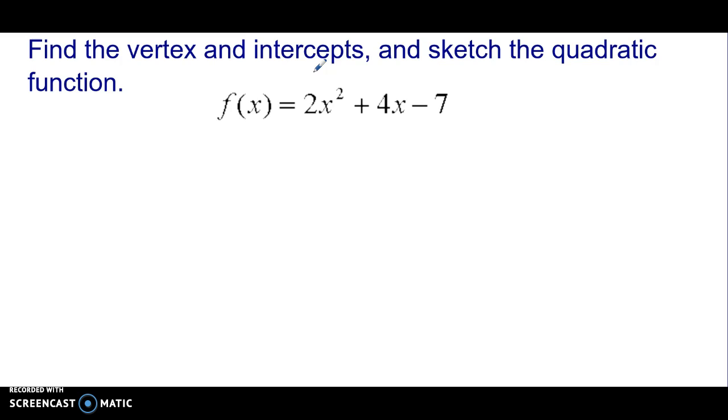So go ahead and put me on pause. See if you can get started on putting this into vertex form. If you're really not sure where to start, I'll in a few seconds have just kind of the start to this to kind of help us out.